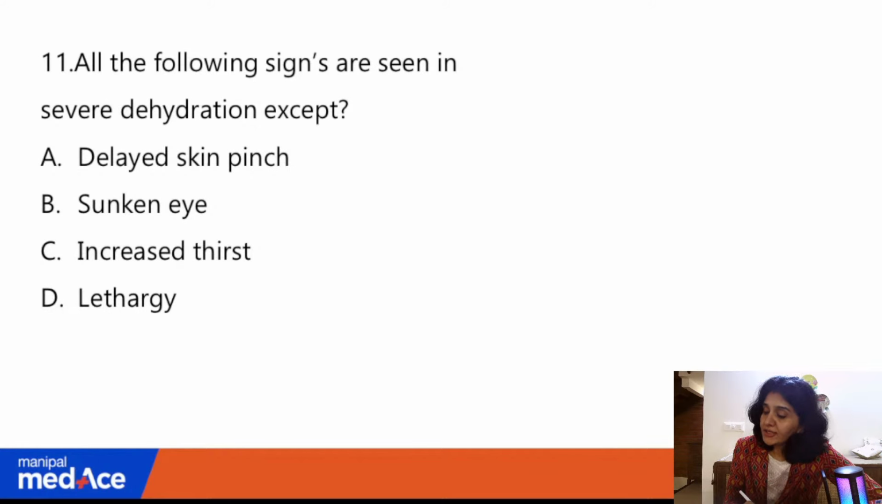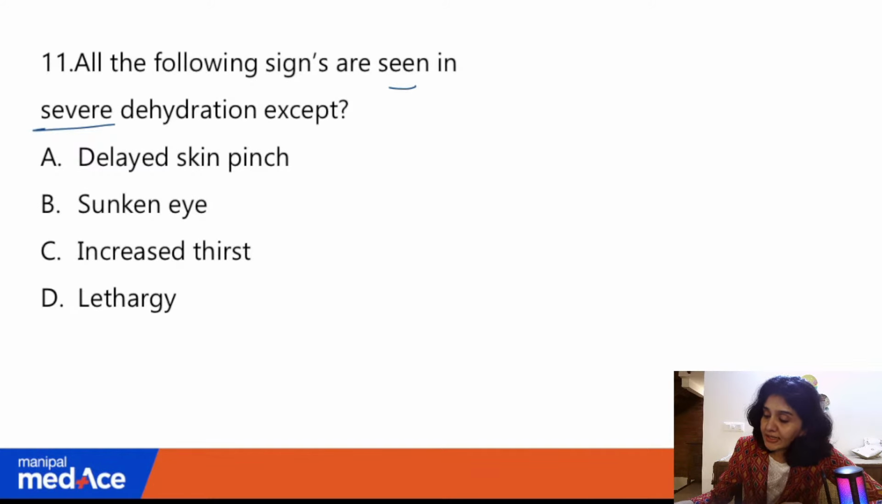All the following signs are seen in severe dehydration except. Some of you told me the question asked was about some dehydration, some of you told me severe dehydration, whatever it is. If we understand the concept, we can answer any of the question. The options given were delayed skin pinch, sunken eye, increased thirst, lethargy. So what is the sign which is seen in severe dehydration?